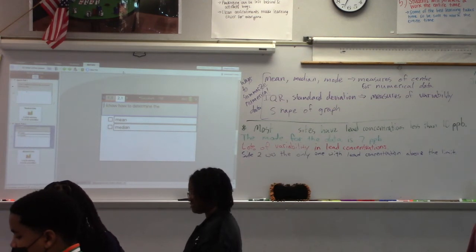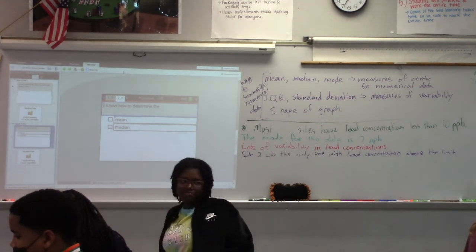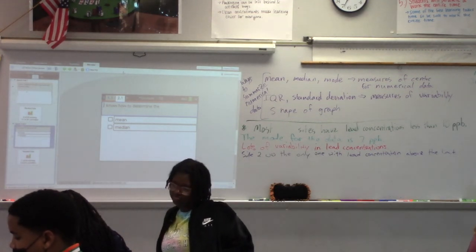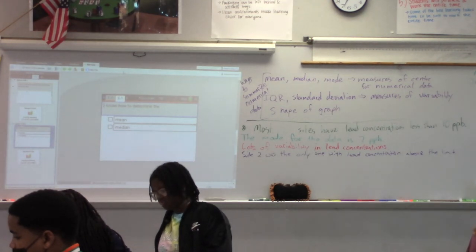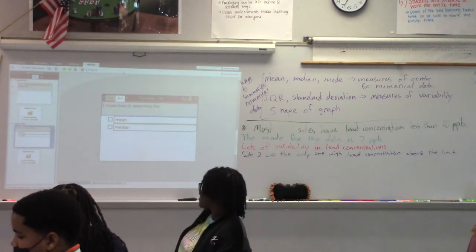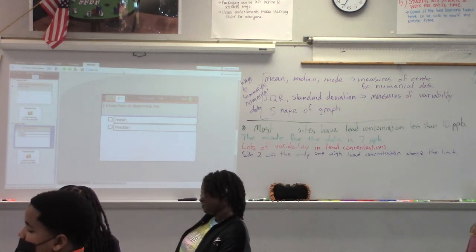Which one you can or cannot determine on your own, then submit the poll question, right? So if you can calculate the mean and median, check both of them, then submit the poll question. If you can't do either, leave both of them unchecked and submit the poll question, okay? I just need the quick data to see if I need to cover how to calculate these things.